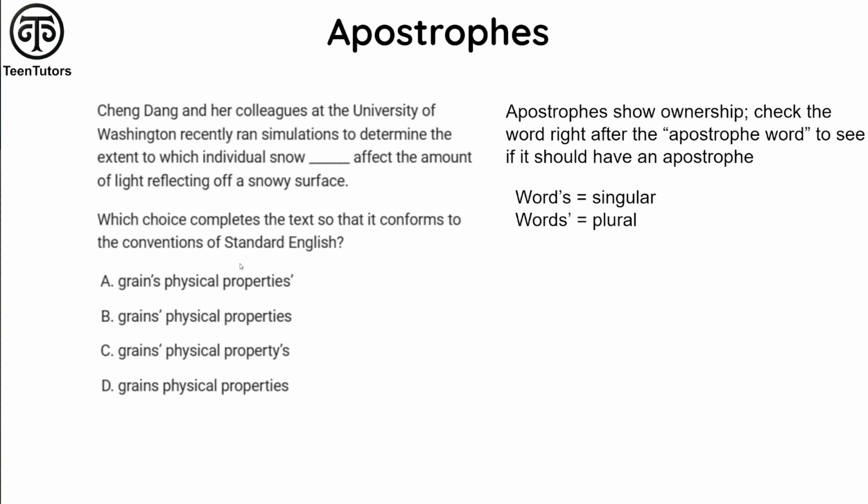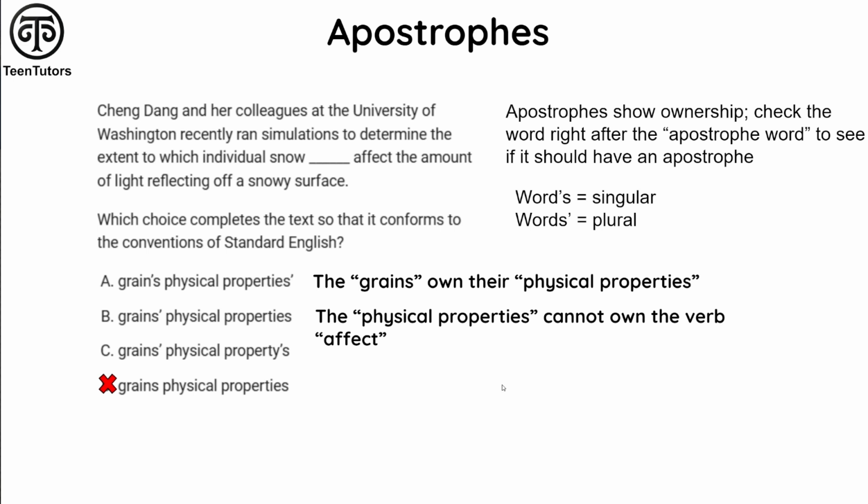So let's take a look at this one. So the grains, they own their physical properties, right? The grains own their physical properties. So we would say, okay, D is wrong. Even if you didn't know if the grains were plural or singular here, you could immediately cross out D. And then you could say, okay, well, the physical properties cannot own the verb effect, right? We cannot own a verb, right? So properties should not have an apostrophe, right? So A is wrong and C is wrong, and therefore B is correct.